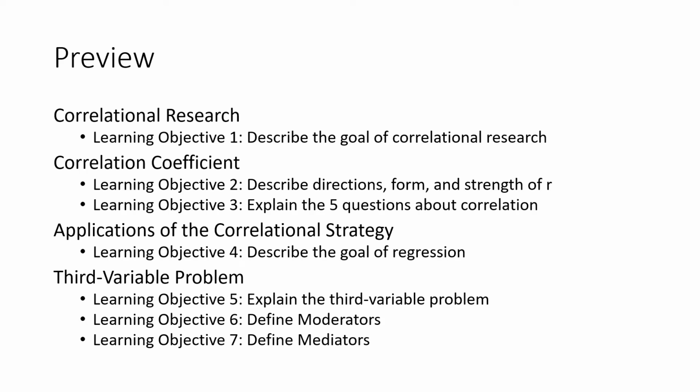The learning objectives for this lecture are to describe the goal of correlational research, to describe the direction, form, and strength of r, the correlation, and explain the 5 questions about correlation. Then we're going to look at regression and describe the goal of regression, and finish up with the third variable problem, explaining the third variable problem and then defining moderators and mediators.